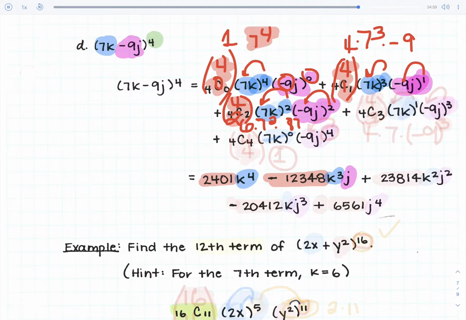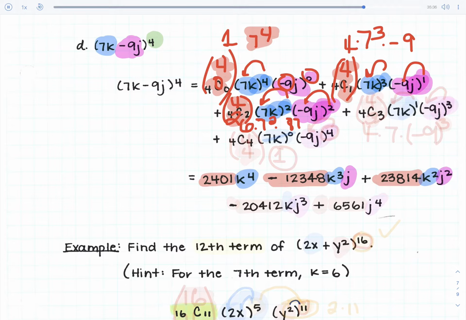So I'm multiplying a 6 from the combination, a 7 squared because I was squaring the 7k, and a negative 9 squared here, which is 81. So a 6 times a 49 times an 81 gets me a very large number altogether. I'm getting 23,841. Again, remember I had 2 k's, a k squared, and I had 2 j's, a j squared.